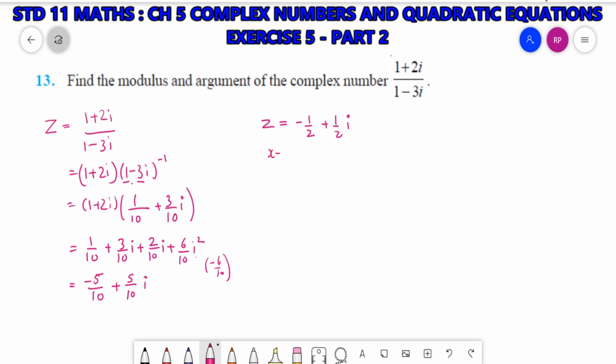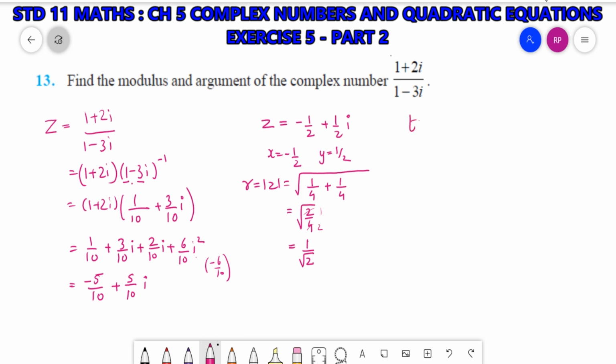So x equal to minus 1 by 2, y equal to 1 by 2. r, that is the modulus of Z, is the square root of x squared, that is minus 1 by 2 squared, 1 by 4, plus y squared, that is 1 by 2 squared, 1 by 4. This will be equal to the square root of 2 by 4, so root of 1 by 2, or I will write down 1 upon root 2. So this is the value of r.